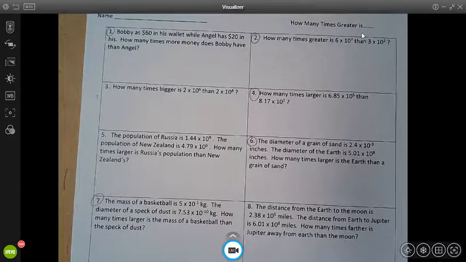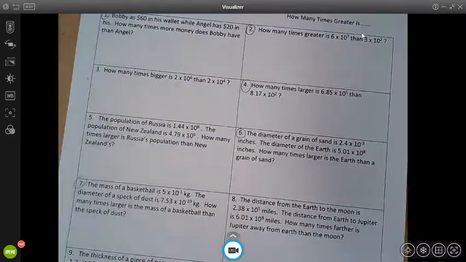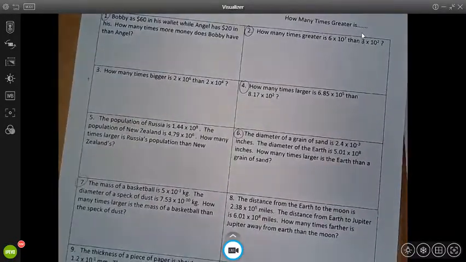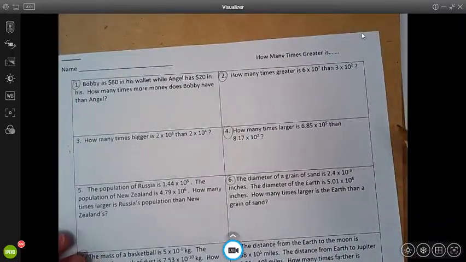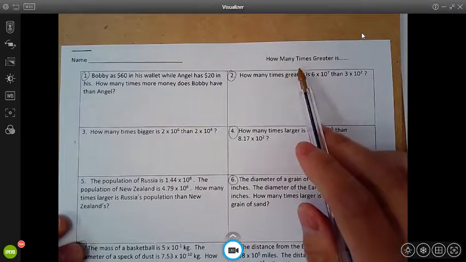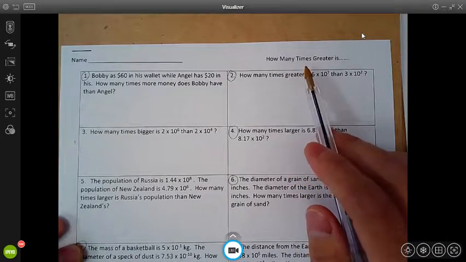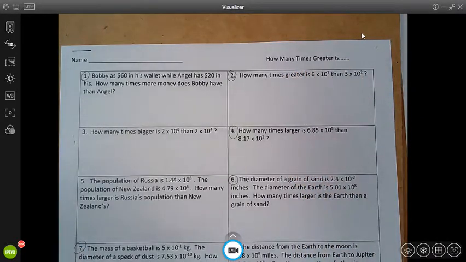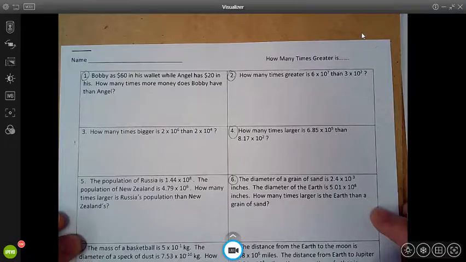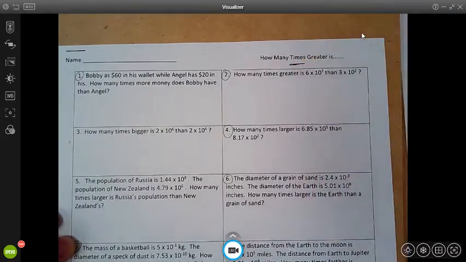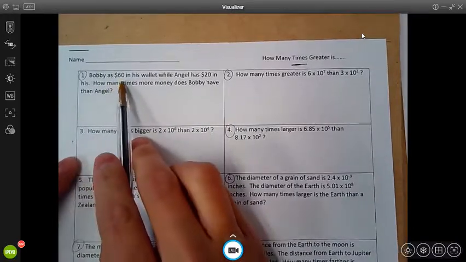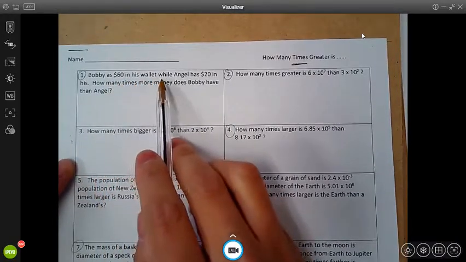Okay, so for this work folder assignment, the idea is finding how many times bigger or how many times greater or larger something is than something else. Not how much bigger or larger, but how many times larger. So the key word there being times. All right, so Bobby has $60 in his wallet, while Angel has 20.